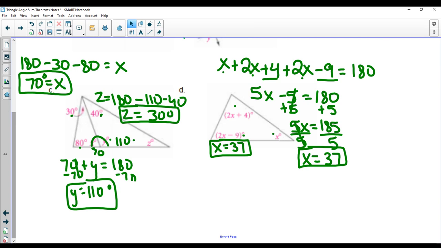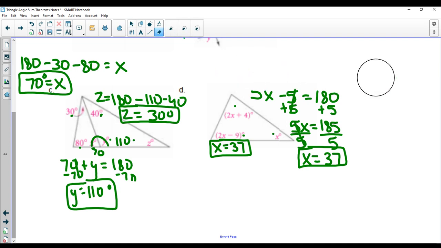Okay, now I'm going to erase this work I've got written here in green, and I'm going to show you what you would have to do if you were asked to find the specific angle measures. In other words, what you have to do when you have to substitute x back in. All right, so let me erase all this.